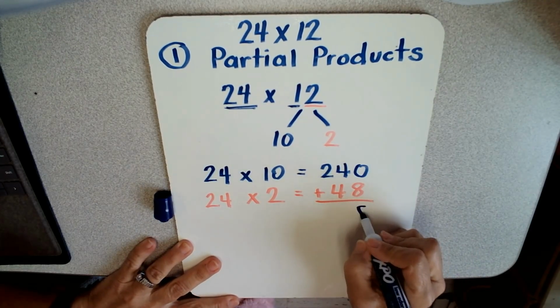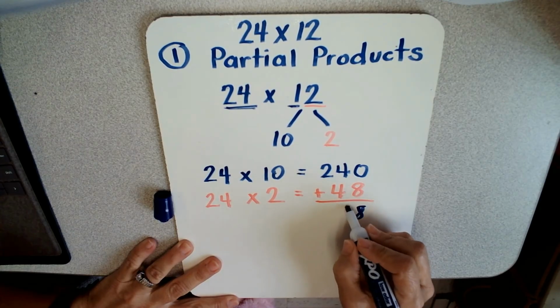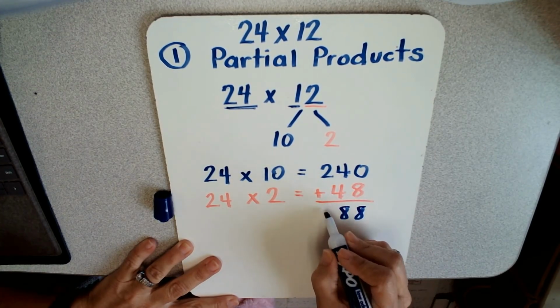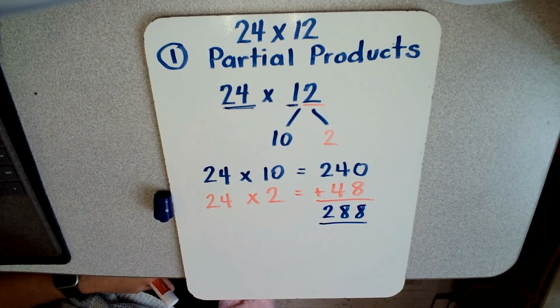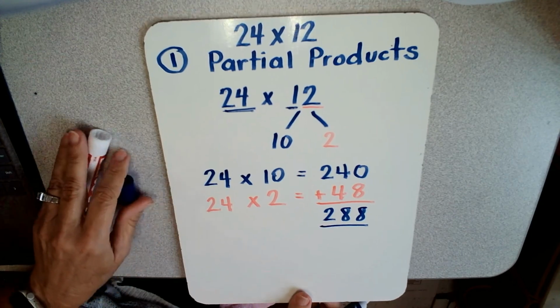0 plus 8 is 8. 4 plus 4 is 8. 2 plus 0 is 2, for a total of 288 using the partial products method.